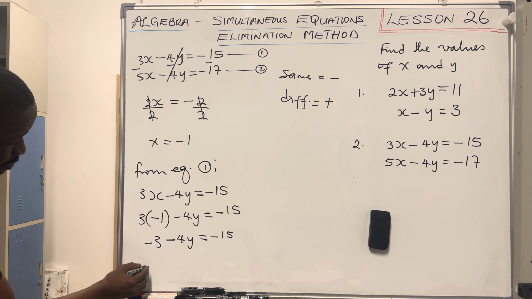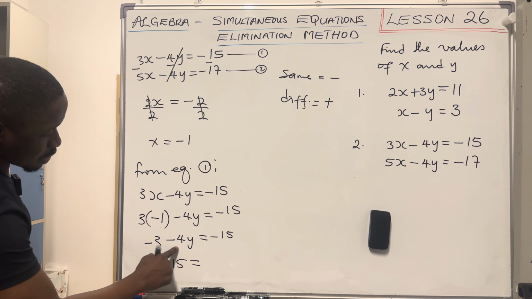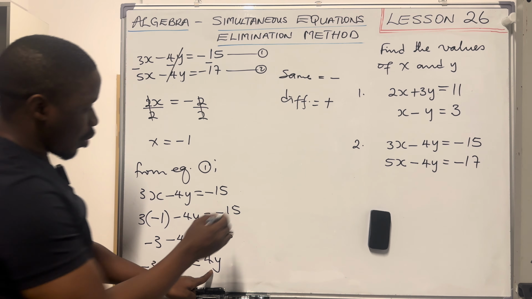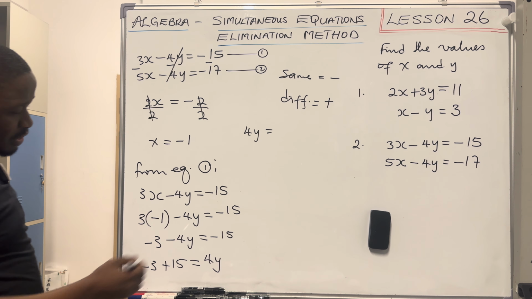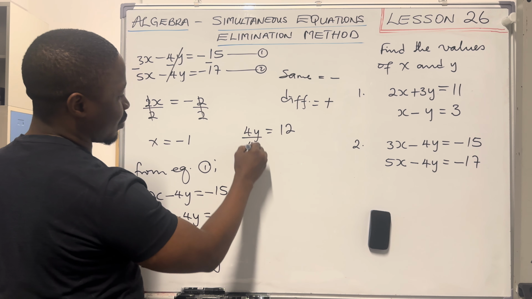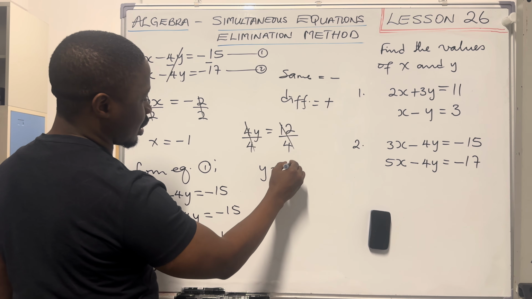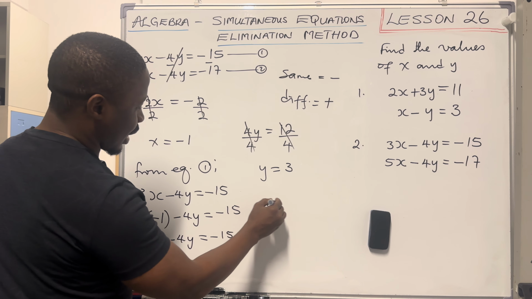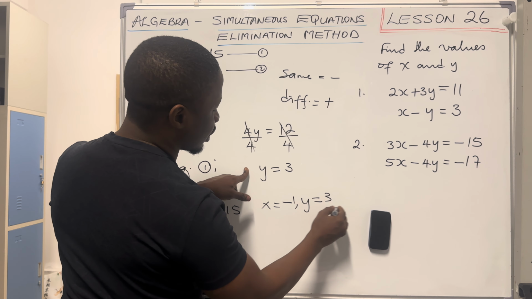Okay? Minus 3, we move this one here, plus 15. This goes to the other side, 4y. Yeah, so 4y is equal to minus 3 plus 15, which is 12. We need y, so we divide both sides by 4. So y is equal to 3. Okay, so that tells you that x is minus 1, y is 3.